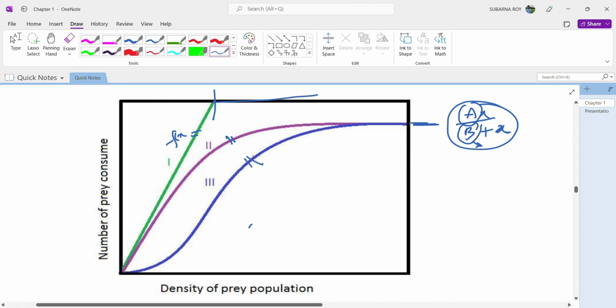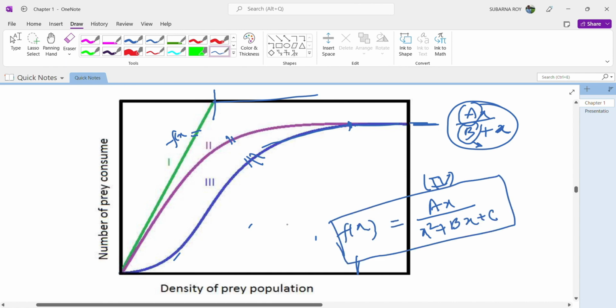And for type 3, it first increases and then decreases, and after a threshold value of prey density it becomes constant, so it also has a maximum value. And there is also another functional response, that is type 4, and type 4 is of the form ax divided by x square plus bx plus c. Each functional response has a unique explanation, so we will discuss them. Thank you very much.